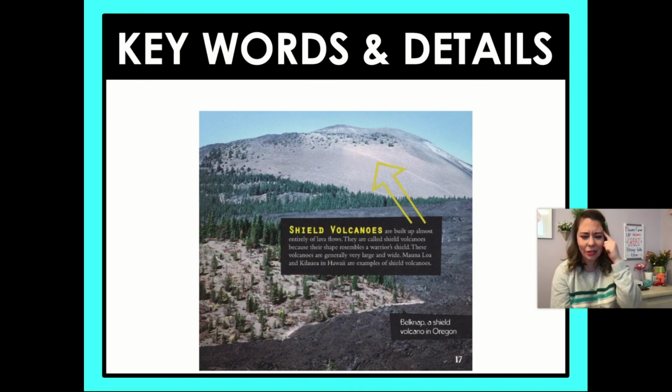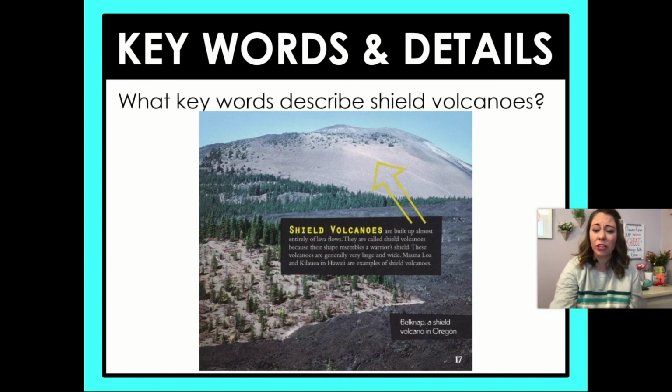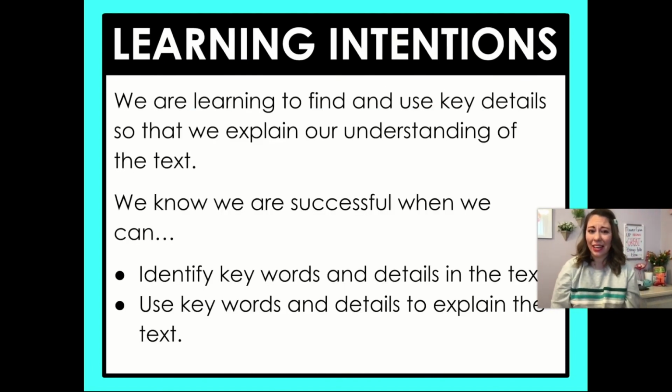So again, let's think. It says their shape resembles a warrior's shield. They're very large and wide. So I'm thinking shield volcanoes are large and wide and they resemble a warrior's shield. Those are key words that are helping me to understand what a shield volcano actually is and looks like.